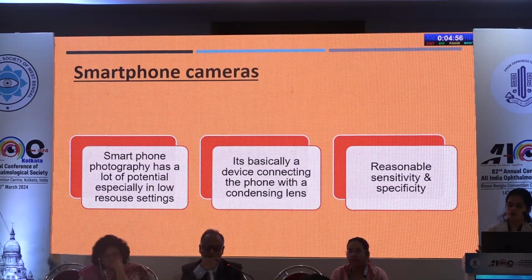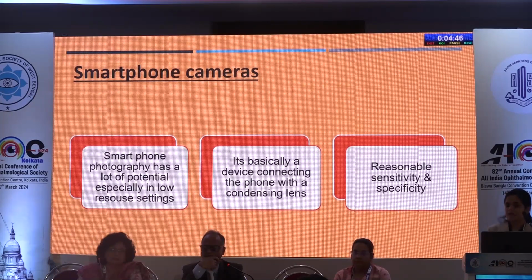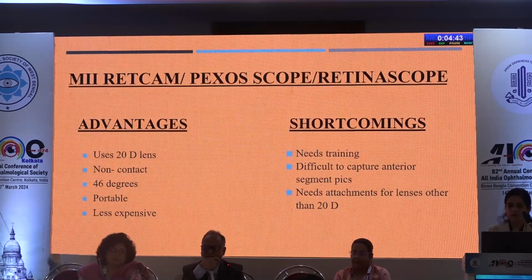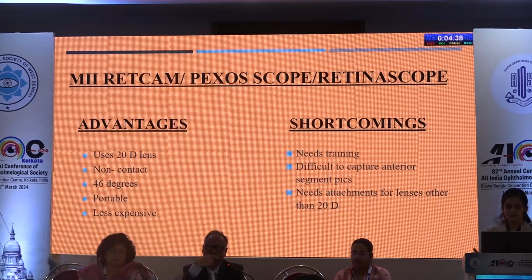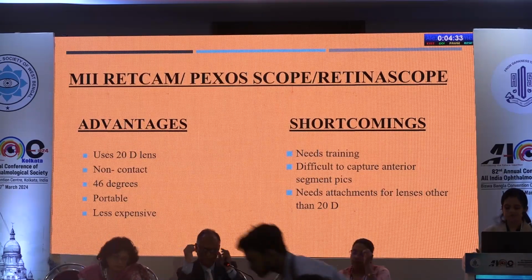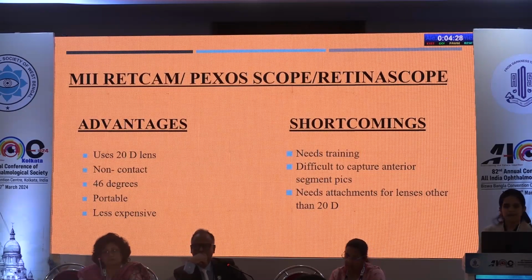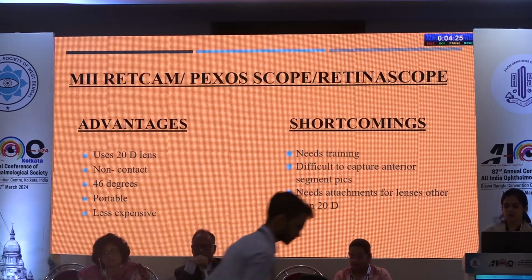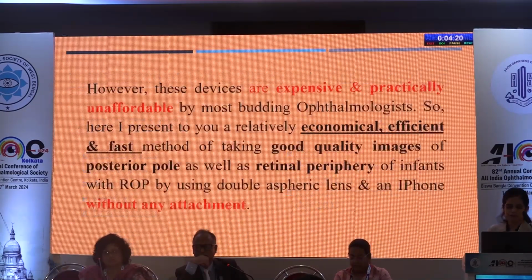So coming to the smartphone cameras, smartphone photography has a lot of potential, especially in low resource settings. It is basically a device connecting the phone and the condensing lens. It has a reasonable sensitivity and specificity. Coming to the options that we have, it includes MII RetCam, Pexoscope, Retinoscope, etc. Advantages: it uses a 20D lens, it is non-contact, it gives you 46 degrees of view, it is portable and less expensive. Shortcomings: like any other device, it needs training, it is difficult to capture anterior segment pictures and needs attachments for lenses other than 20 diopter lenses.